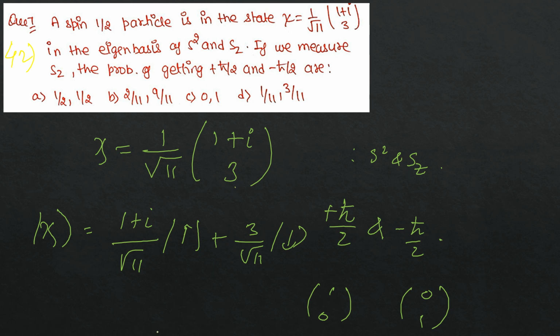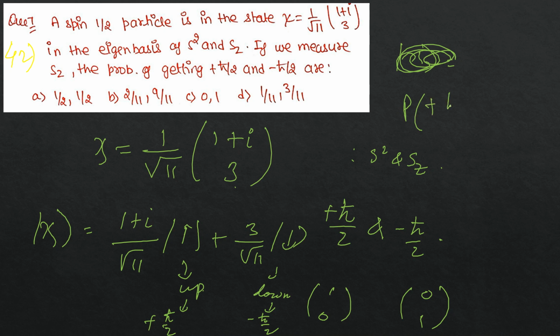Okay, right? Now, what is the question? If you measure S z, probability of getting, so up will give us plus h cut by 2, down will give us what? Minus h cut by 2. Isn't that right? So probability of getting plus h cut by 2 will be (1 plus i) by root 11 whole square. That will be 2 by 11. Isn't it? 2 by 11.